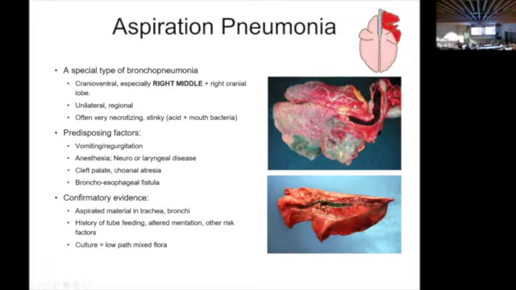Because look at this area compared to the rest of the body, right? There's some little green patches. This is probably normal postmortem. This regional area, highly suspicious, right? So confirmatory evidence, does this animal have any of these predisposing factors? So has it been vomiting? Does it have a cleft palate? Have we had recent anesthesia? Is there a laryngeal disease? Maybe we've lost part of that barrier function.